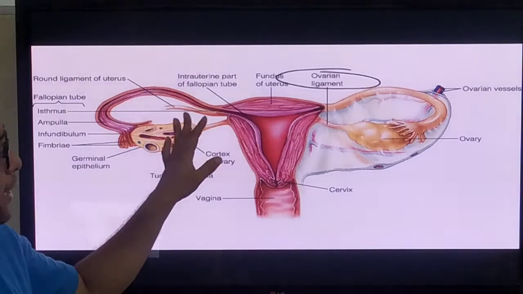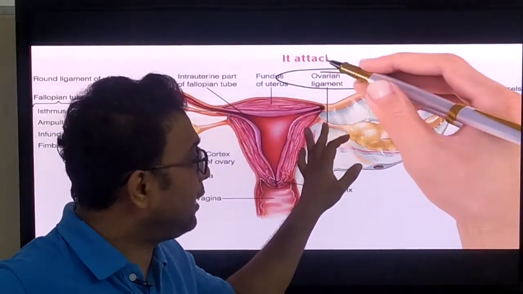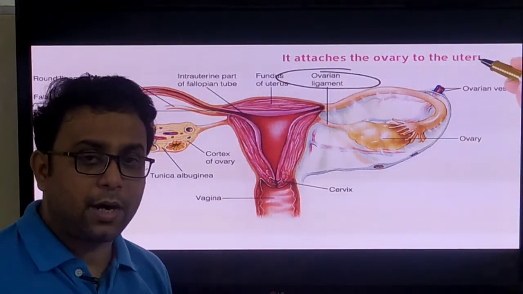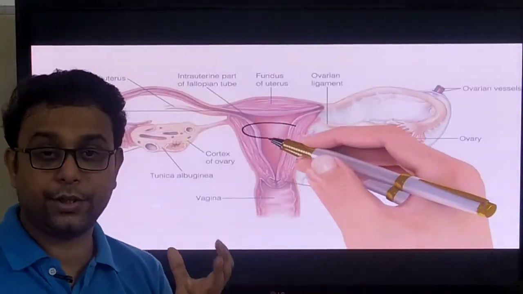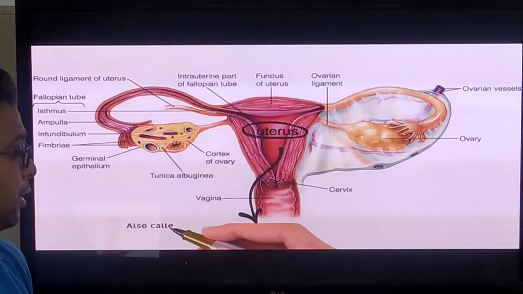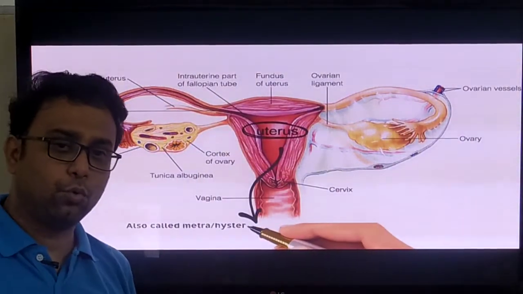And there is also the ovarian ligament, right? The ovarian ligament is most important. Why? Because its main function is to attach the ovary to the uterus. Now we discuss the uterus. The uterus is also called the womb.